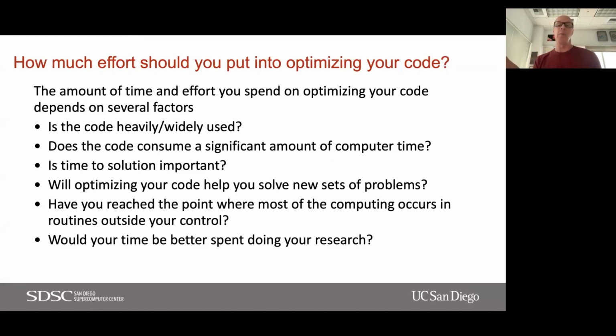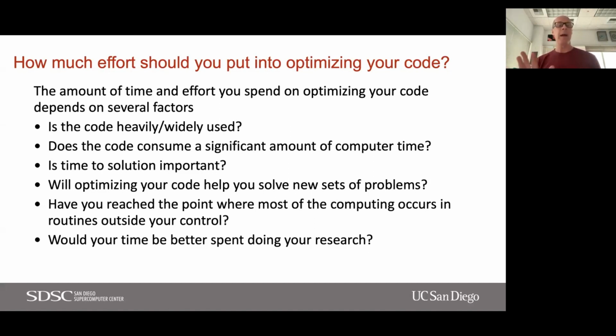Does the code consume a significant amount of computer time? Is time to solution important? So does it really change your research if you can get the research results more quickly? Is it going to help you solve new problems that you couldn't solve before? So, for example, it's just too time consuming to do the research you really want to do. After you've been working on optimizing your code, have you reached the point where most of the computing occurs in routines outside of your control, say in a linear algebra or eigenvalue solver? If so, you're pretty much done.